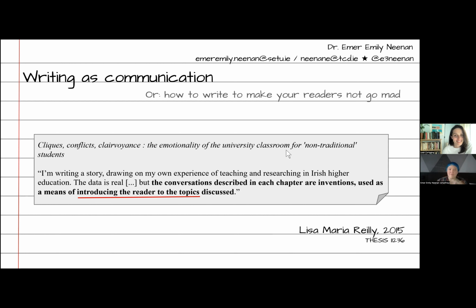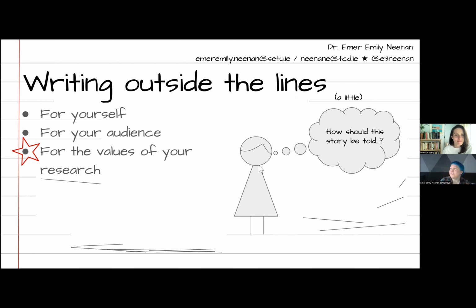So you get the impression of her thesis through dialogue, and it's like reading a novel, a slightly weird, nitty dense novel, but it's still a story. It's really cool, it's interesting to read. And again, to reflect back to the start, what are your values?